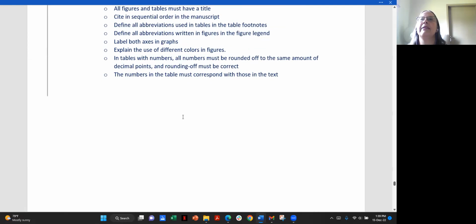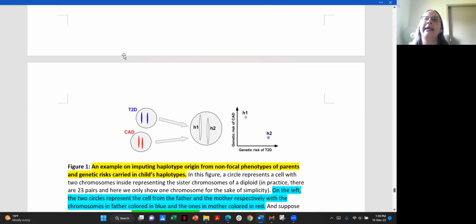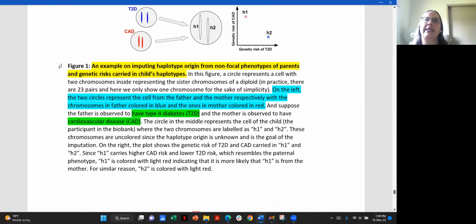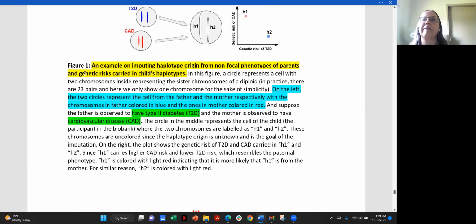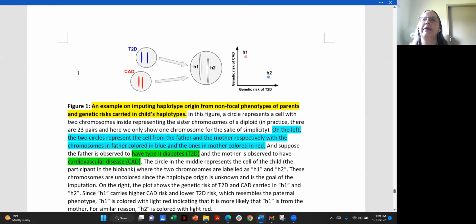And then important, the numbers in the table must correspond with the text. Like I said earlier, if you said 50% in the text, you need to make sure there was 50% in the table. And here's an example of a figure. As you can see, we've labeled the figure. Here's the figure title, very important to put in.